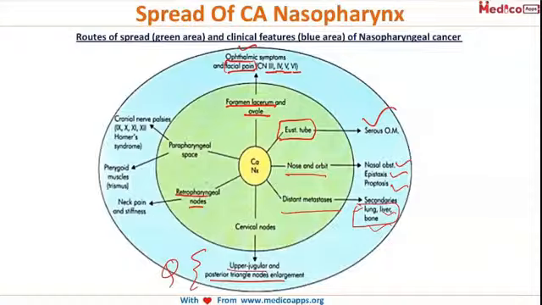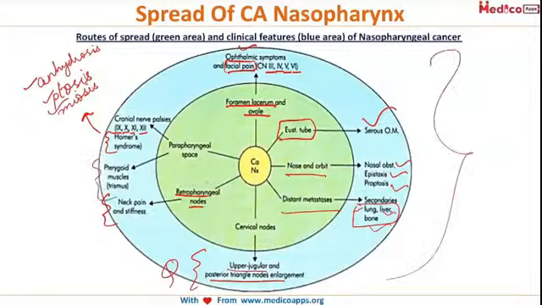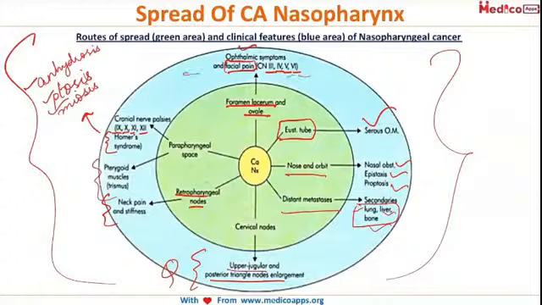And when it involves the retropharyngeal nodes, it presents with neck pain and stiffness. And via the pharyngeal space, it goes to involve the 9th, 10th, 11th and 12th cranial nerves, resulting in Horner's syndrome. That is nothing but a triad of ptosis, miosis and anhidrosis, right? And it also involves the pterygoid muscle. So if you memorize just this image, you can remember all the spread of carcinoma of the nasopharynx, where the green area is the route of spread and the blue area, we are talking about the clinical features of the areas where it spreads to.